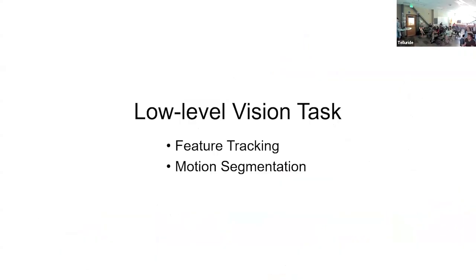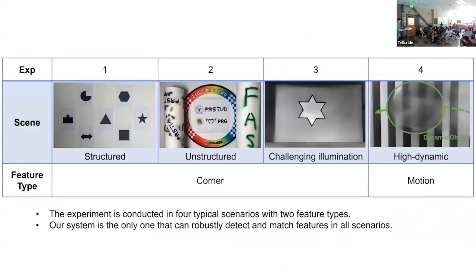So for low-level vision tasks, we applied feature tracking and motion segmentation. For feature tracking, we want to show that in some cases our camera can outperform both the event camera and the RGB camera. And for motion segmentation, we want to show that our system can preserve the advantages of event cameras in terms of high spatial resolution and high HDR. Yeah, so we did 4 sub-experiments.